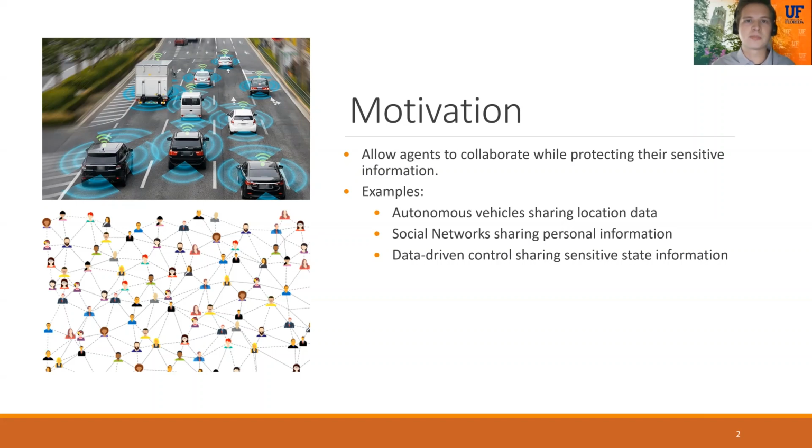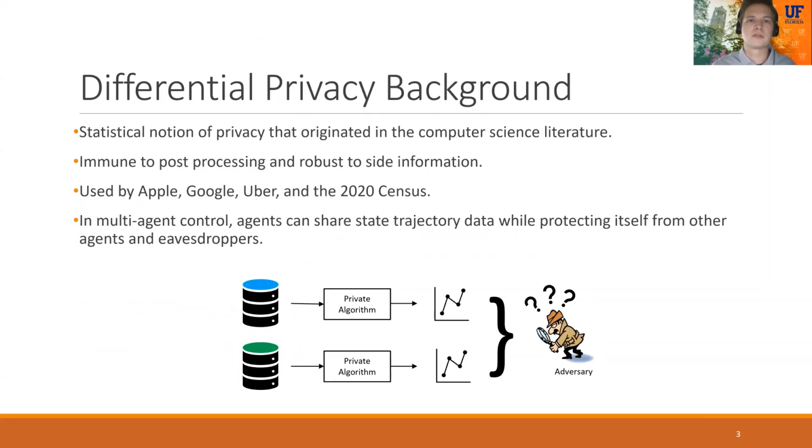We can't anticipate all of the analysis that will be done with the trajectories that we share. So we need some sort of formal protection that guarantees that sensitive information is protected while still allowing data to be useful. This leads us to the notion of privacy we use in this work. We enforce privacy using differential privacy.